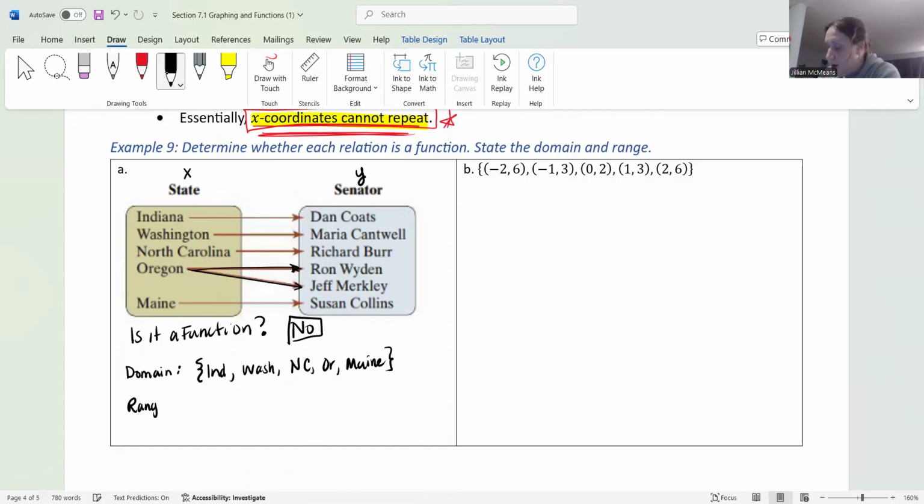The range is the set of the output values. So we would have Dan, Maria.